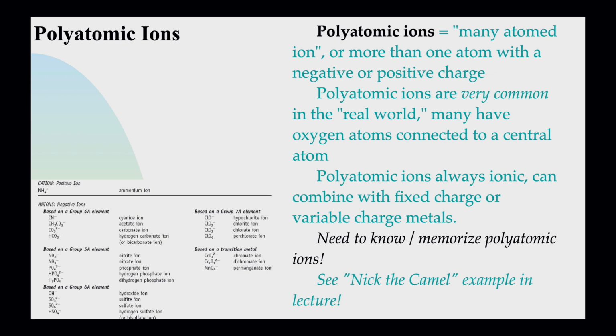Polyatomic ions are always ionic. They're never covalent, so they're always going to have, as I said, positive or, most of the time, negative charges, and they will combine with other fixed charge or variable charge metals. And you need to know how these crazy things work.